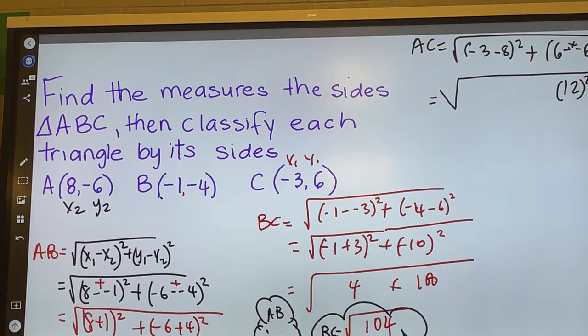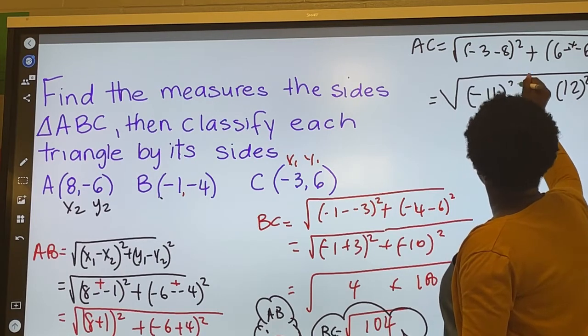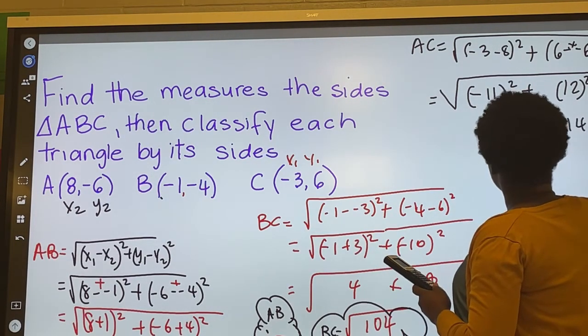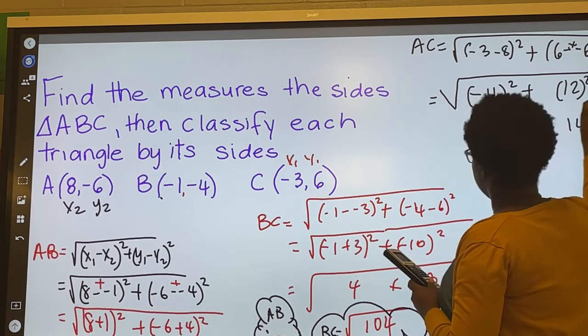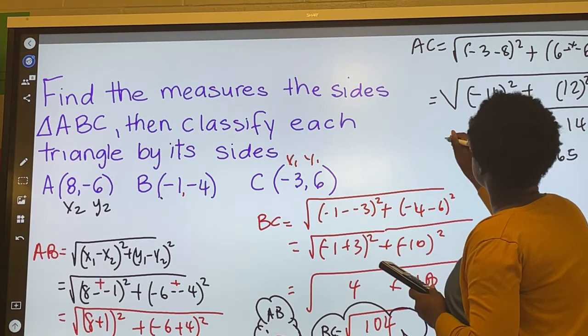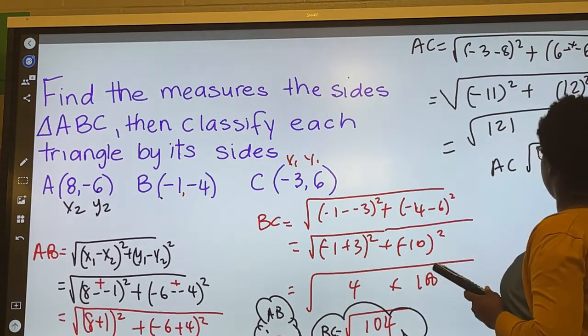And negative 3 minus 8, that's negative 11. Negative 11 squared, so 11 squared is 121. I need a calculator to add these two. So 144 plus 121. So here is 144, here is 121. That gives me 265. Wow, that's a pretty long line. But you guys saw the line, how long it was, so you have an idea of what it is.